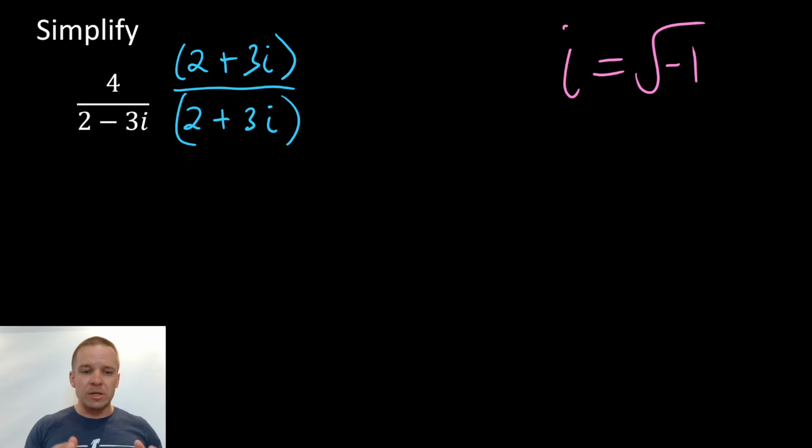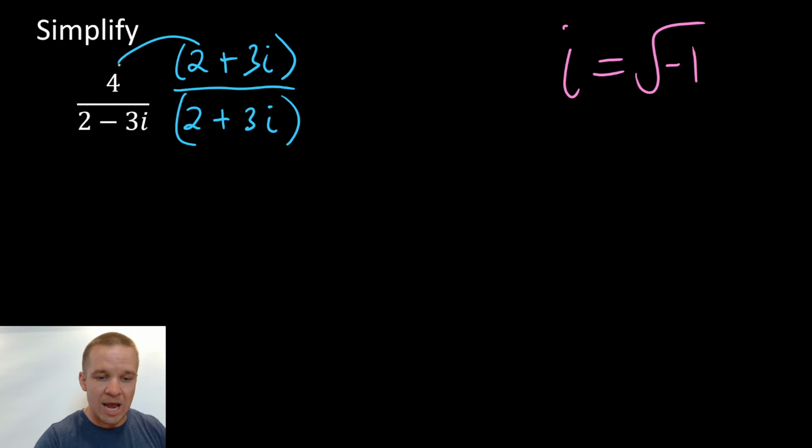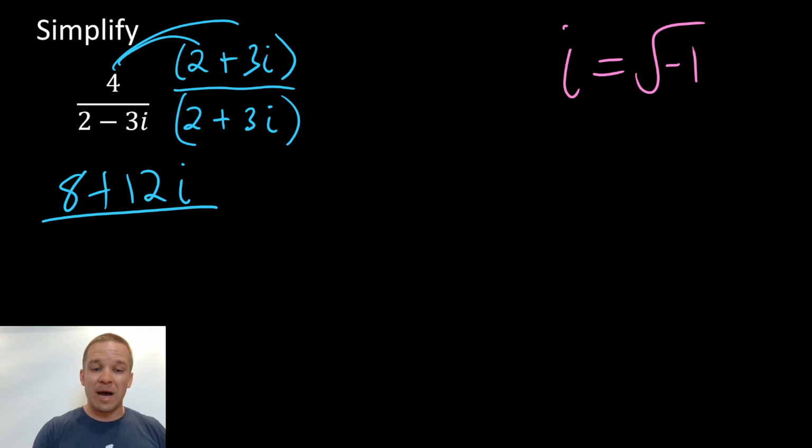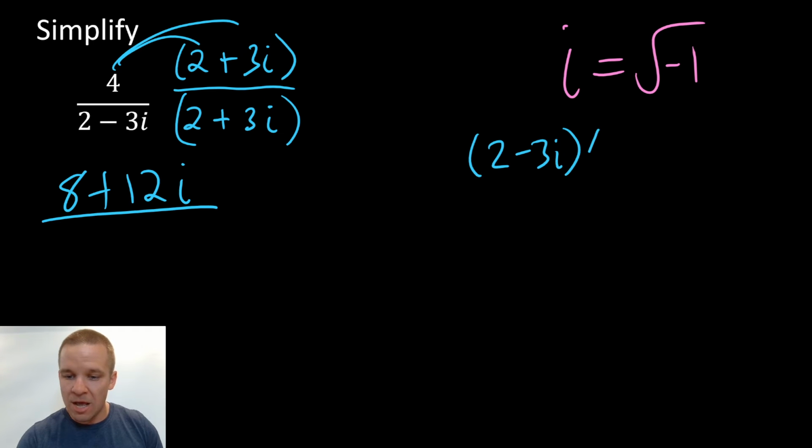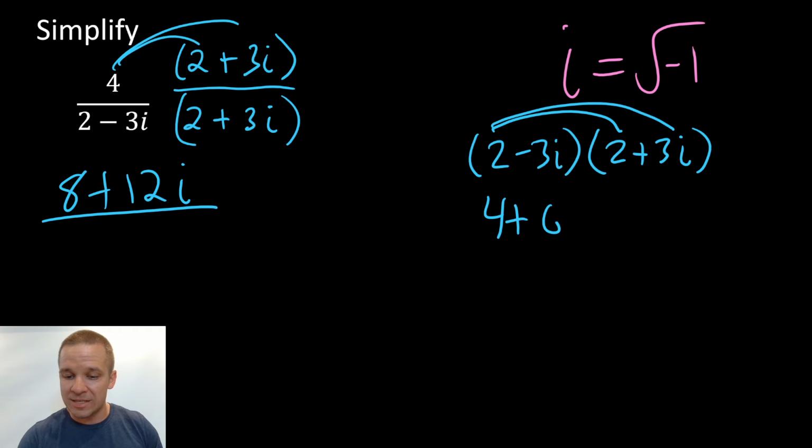So if I go ahead and do this, let's do the numerator first. Pretty easy to work with. 4 times 2 is going to be 8, and 4 times 3i is going to be 12i. So we have 8 plus 12i divided by, now my denominator here, I'm going to work it off to the side. We have 2 minus 3i, and we have 2 plus 3i. When I FOIL this, 2 times 2 is 4. Then I'm going to have plus 6i minus 6i, and then minus 9i squared.